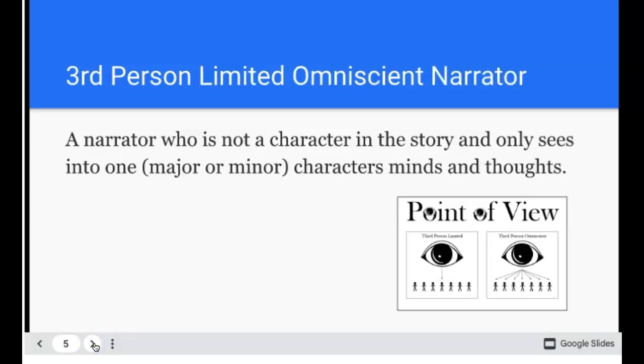A third-person limited omniscient narrator is a narrator who is not a character in the story and only sees into one major or minor character in the story. So they're limited. They can see into the minds and thoughts of a character, but usually only one or two. And so they're not able to see everything. That's why it's called limited omniscient.